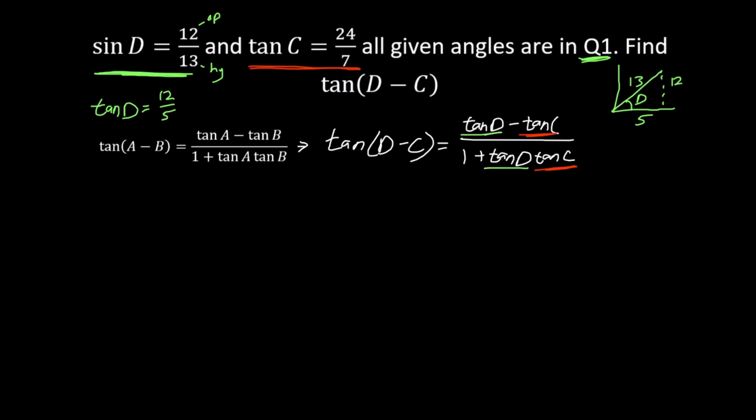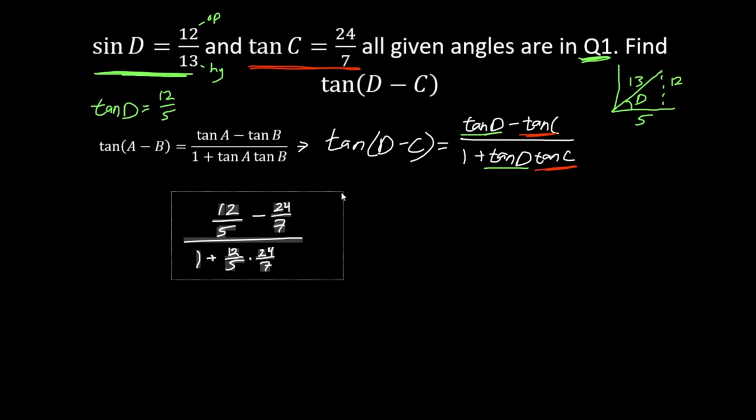Honestly, we've done the hard part. The rest of this is all arithmetic working through it, so I encourage you guys to try and figure that out without me, but I am going to talk just a little bit as I go through this in case you do get stuck. So tangent of d is going to be 12 over 5 minus the tangent of c, which is 24 over 7, all over 1 plus tangent of d, 12 over 5, times tangent of c, 24 over 7. So my next step here is I need to actually subtract these fractions up here.